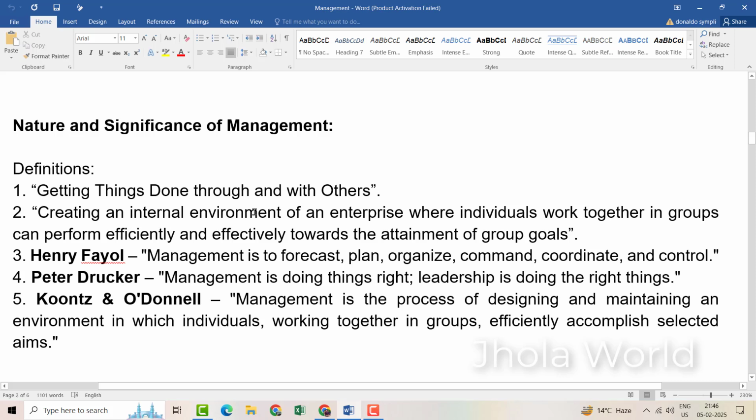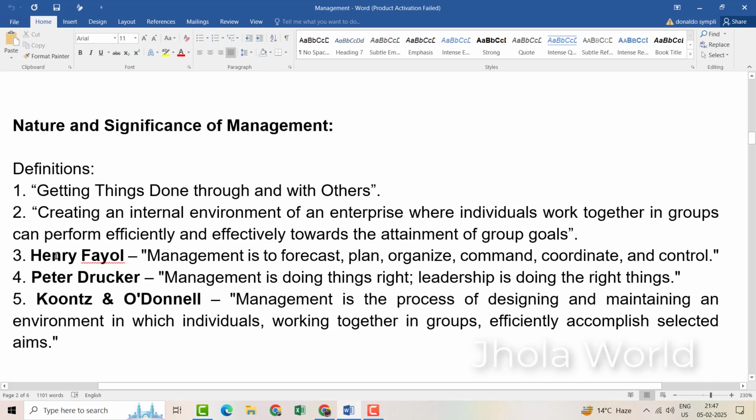So creating an internal environment means the manager is creating the environment in such a way, of an enterprise where there are people who are working in small groups. And what is the objective of creation of this internal environment? So that these people can perform efficiently and effectively towards the attainment of their group goals or organizational goals.